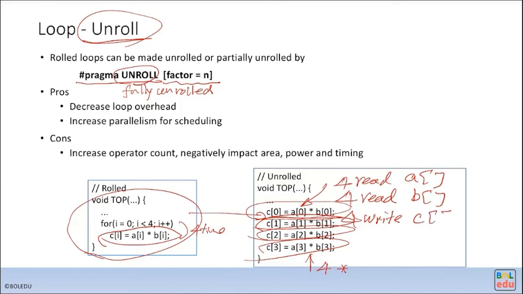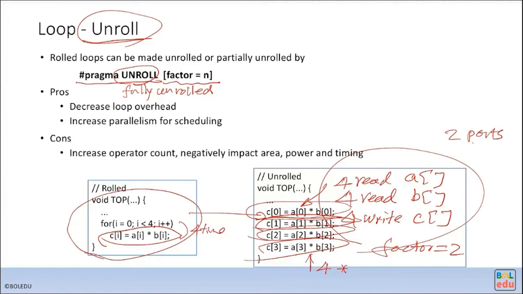As I said, in the FPGA, each memory has a maximum of 2 ports. So in this case, you simply could not fully unroll it, right? If you don't want to waste the memory resource, the maximum you can do is unroll with a factor equal to 2. Then you can use one block RAM to store the A array, another block RAM for B, and another for C.